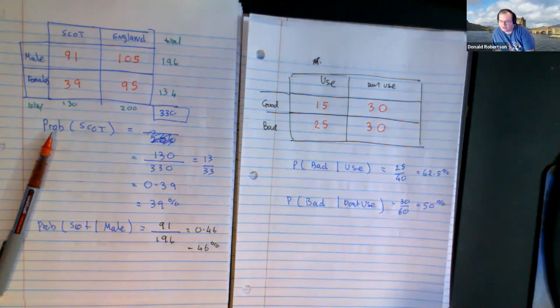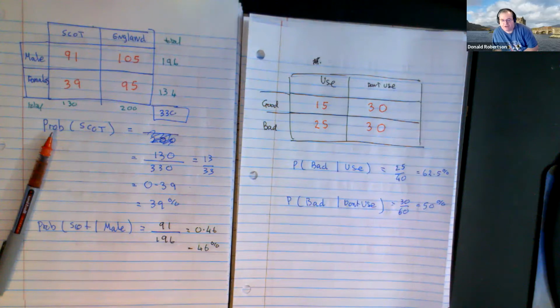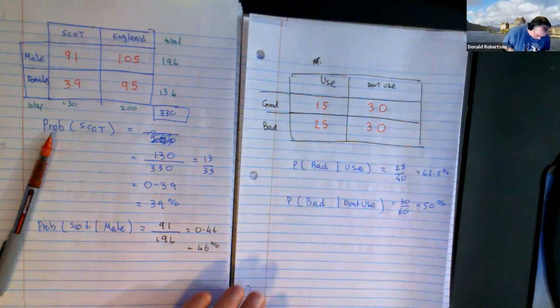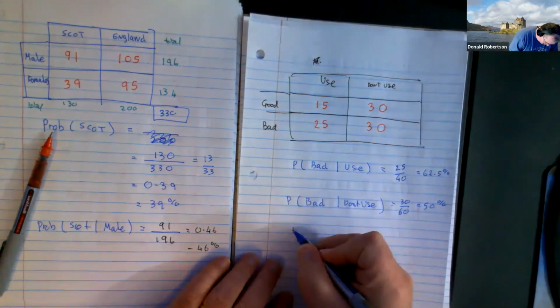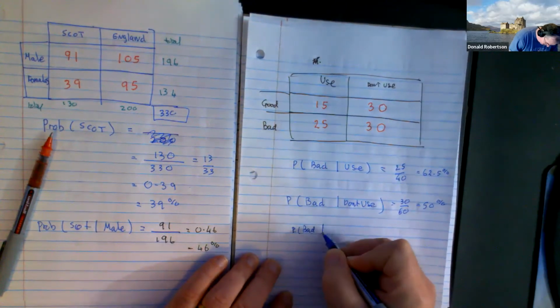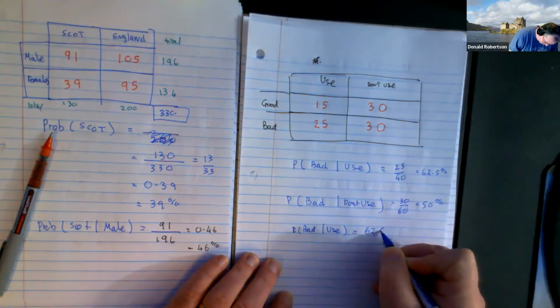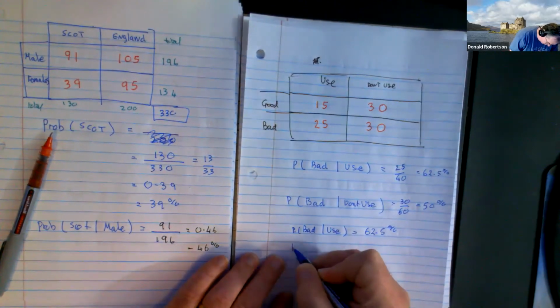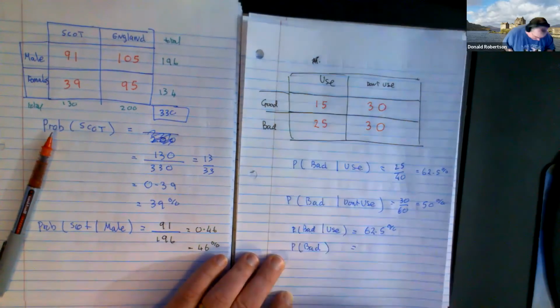Now, let's check for independence. And simply, does using marijuana have any effect on having bad or good health? Right, that's essentially what we're doing. So all I need to do is, let's do the using ones. We've already got that number, but I'm just writing it down again. The probability that you have bad mental health, given that you use marijuana, is 62.5%. I'm now going to compare that to the probability that you just have bad mental health.